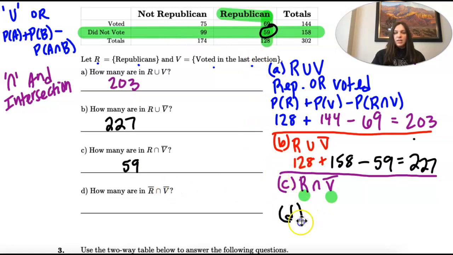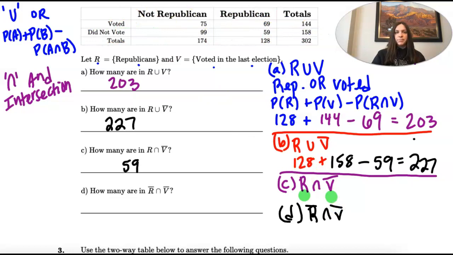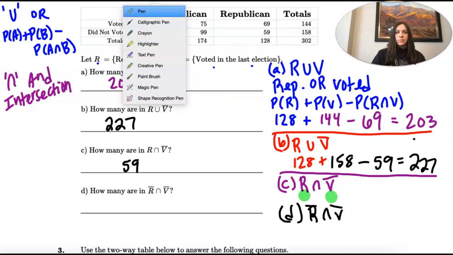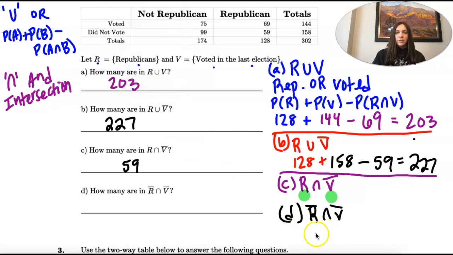Okay, so D is the same way. It's an and statement, but we're looking this time at not Republican and not voted. Alright, so not Republican is now this column. And not voted is this row. And they intersect at 99. So those ones, when we have and, those are a lot easier to find.